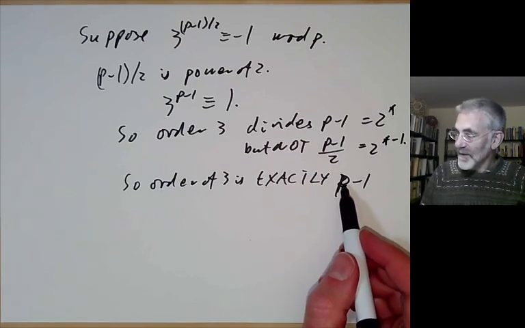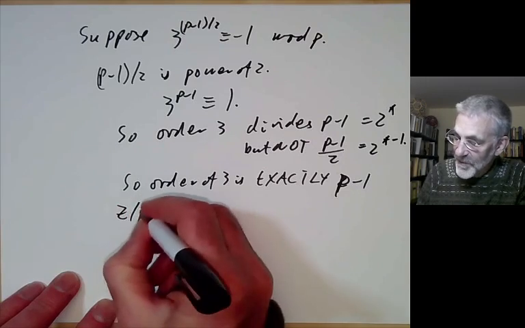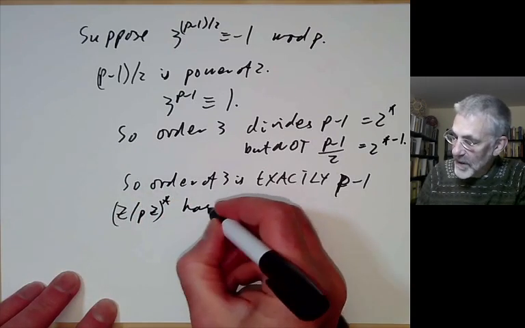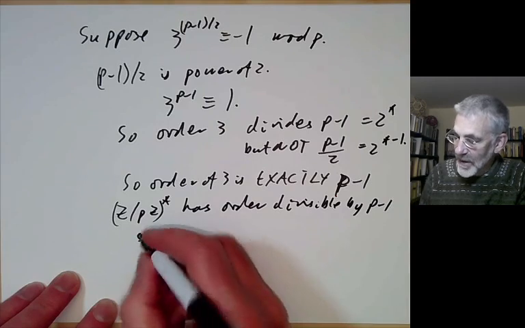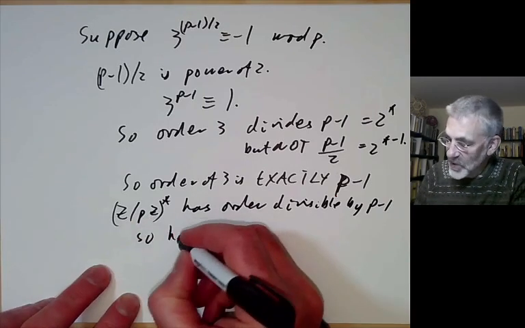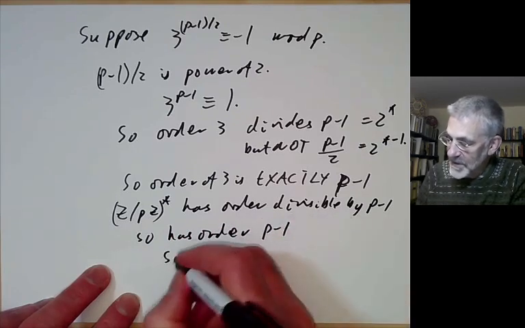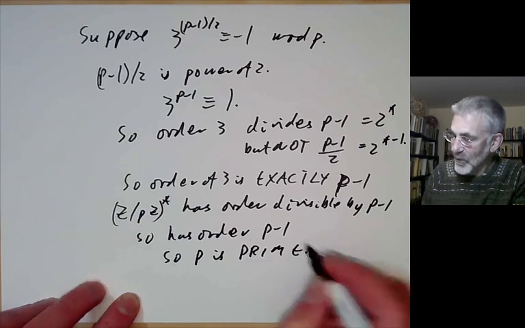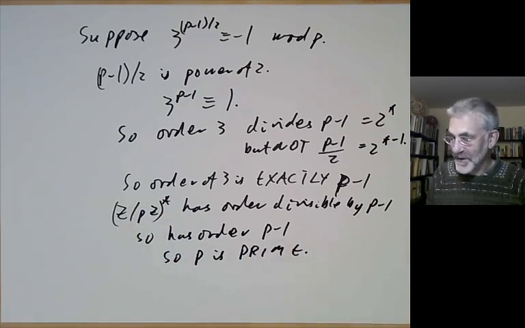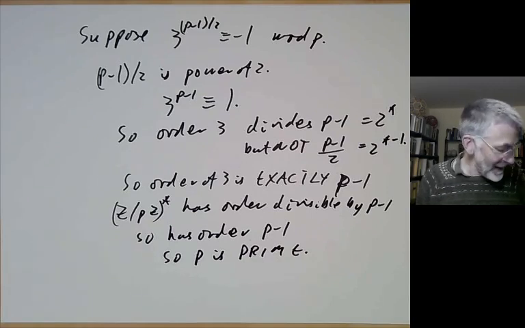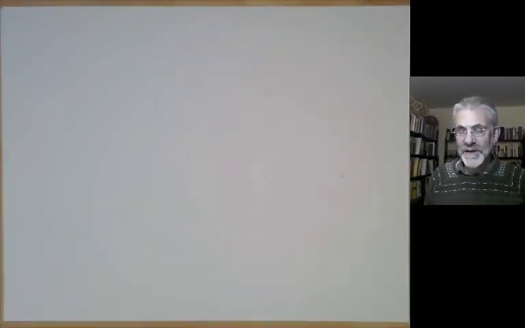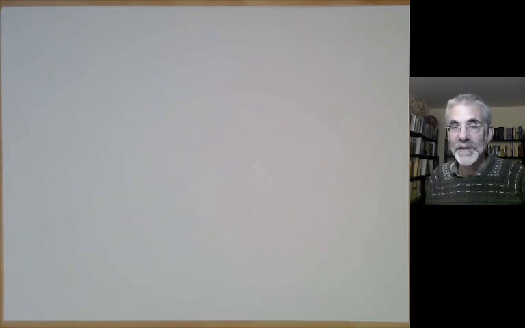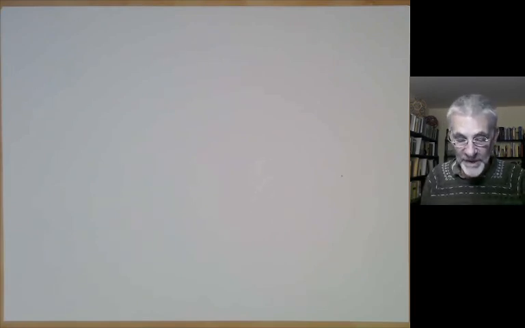This means that Z modulo p Z star has order divisible by p minus 1. So since it obviously has order at most p minus 1, it has order exactly p minus 1. So p is prime, because if p wasn't prime, the order of this would be less than p minus 1. So this gives us a necessary and sufficient condition for a Fermat number to be prime, which is reasonably fast. It means you can have Fermat numbers with millions of digits, and you can test them reasonably fast on a computer to see if they're prime or not.